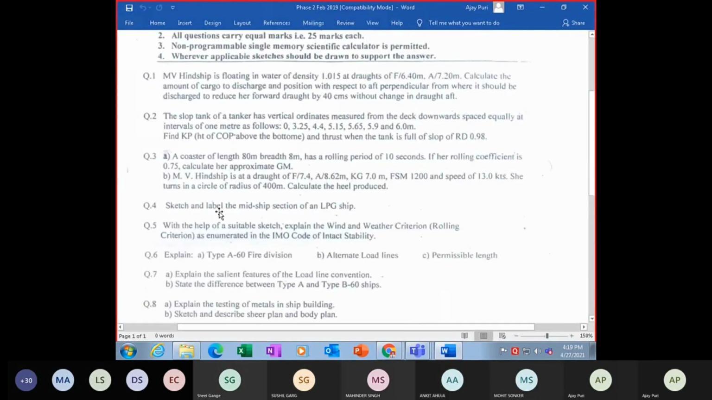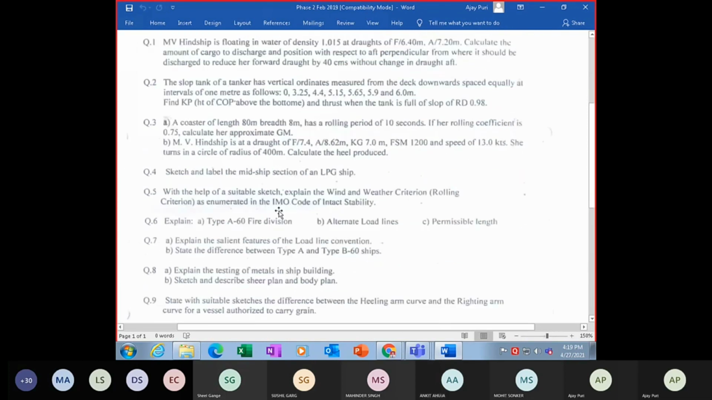So here is the midship section of an LPG tanker. Sketch and label, no description. 6A is your A60. You have to explain A60, not the other type. Alternative load line, permissible length. 7A, salient features of the load line convention. Difference between type A and B60.